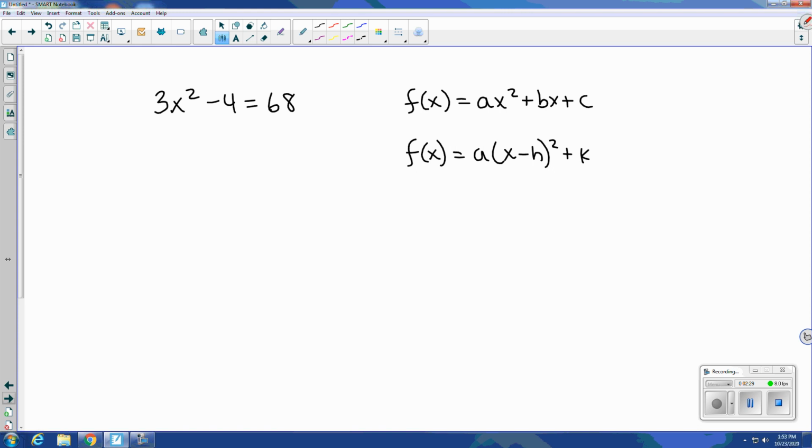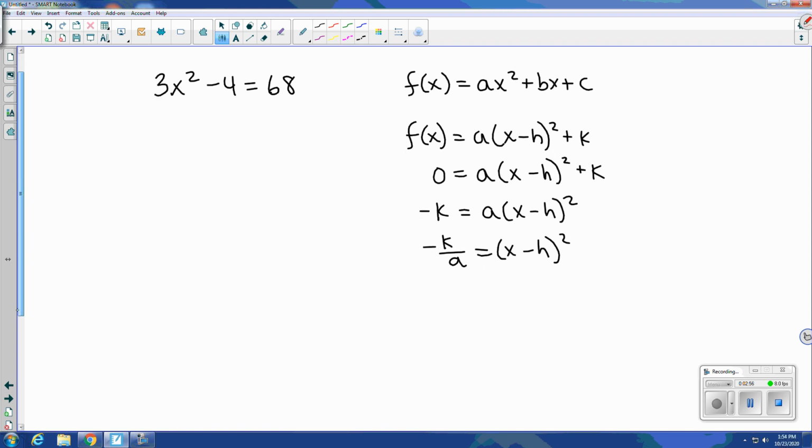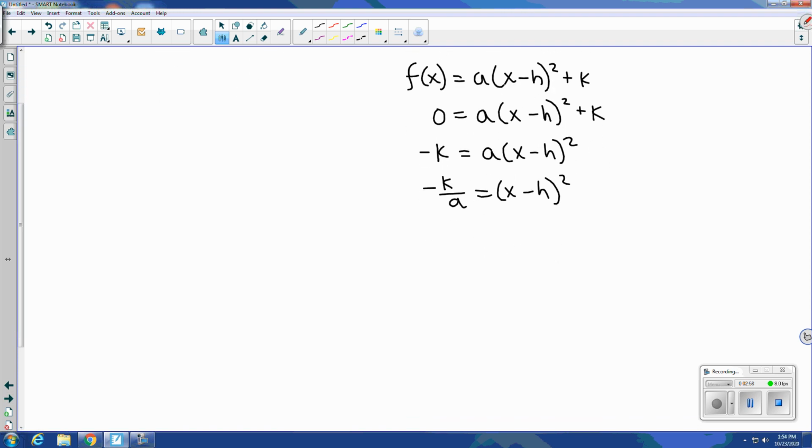I have all the techniques that we learned in an earlier algebra class, say algebra 1, where I can just move things to the other side to get x isolated. So for example, in this general vertex form, I can move k to the other side by subtracting. I can divide by a to get rid of a squared. We're going to take the inverse operation, which is the square root.